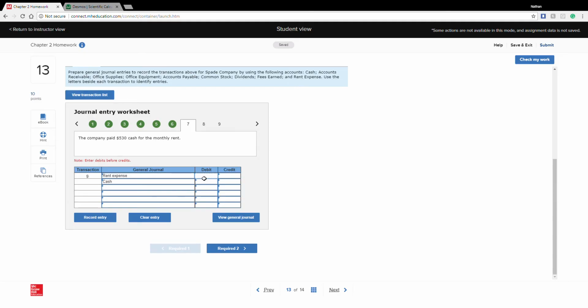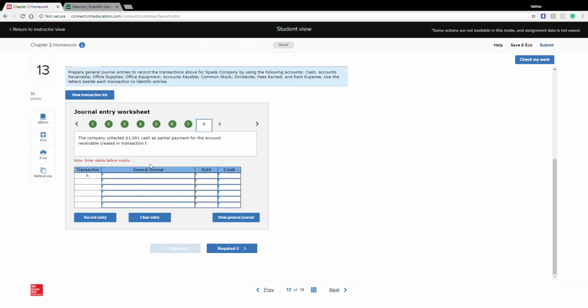So notice that the only time we are actually using accounts payable is when it mentions we bought something on credit. So just be wary of that. So expenses are naturally debited. Again, cash is going down, so we must credit.